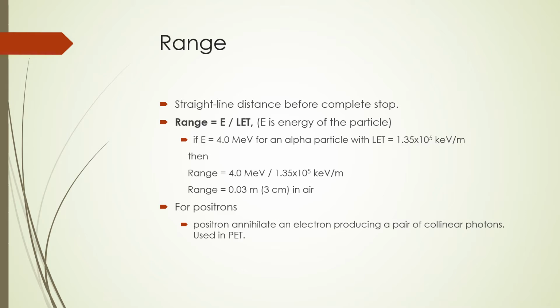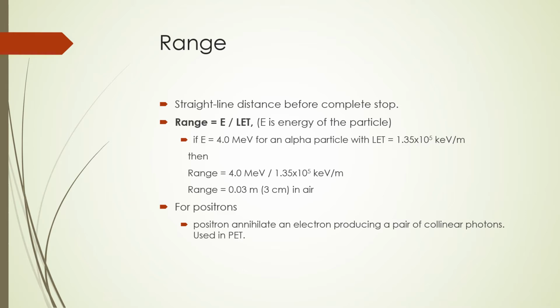If E is equal to 4 MeV for an alpha particle with an LET equals 1.35 times 10 to the power 5 keV per meter, then range is equal to 4 divided by 1.35 times 10 to the power 5 keV per meter. So range is equal to 0.03 meters or 3 centimeters in air.